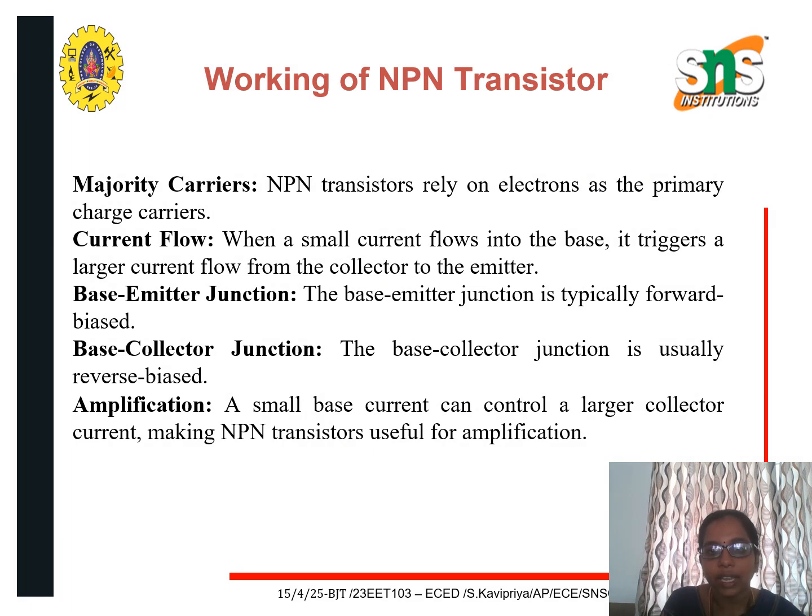So the majority carriers in case of this NPN are electrons, and the current flow is such that when a small current flows in the base, it triggers and converts into a large current that flows from the collector to emitter. The emitter-base junction is forward biased and the base-collector junction is reverse biased. Here the amplification is done in such a way that small base current will be converted to a large current that flows across the collector.